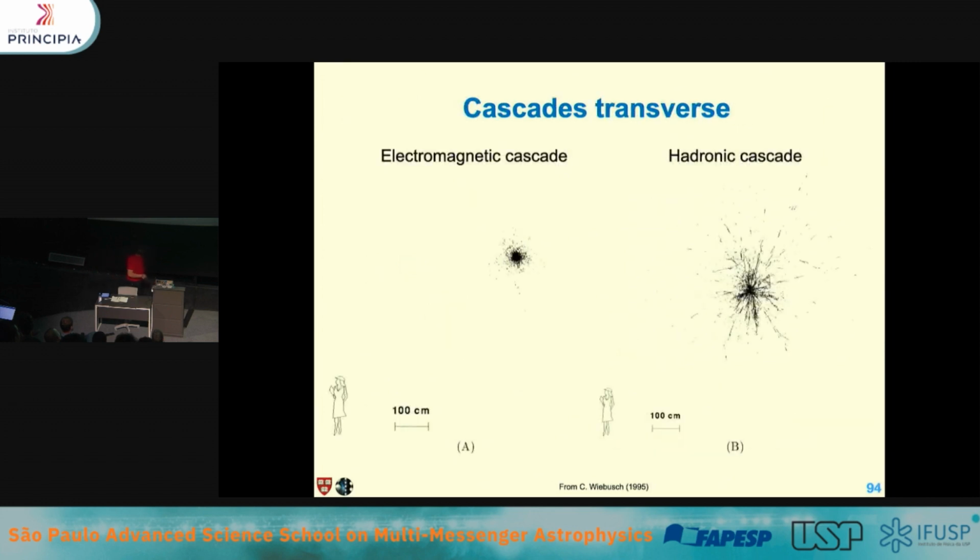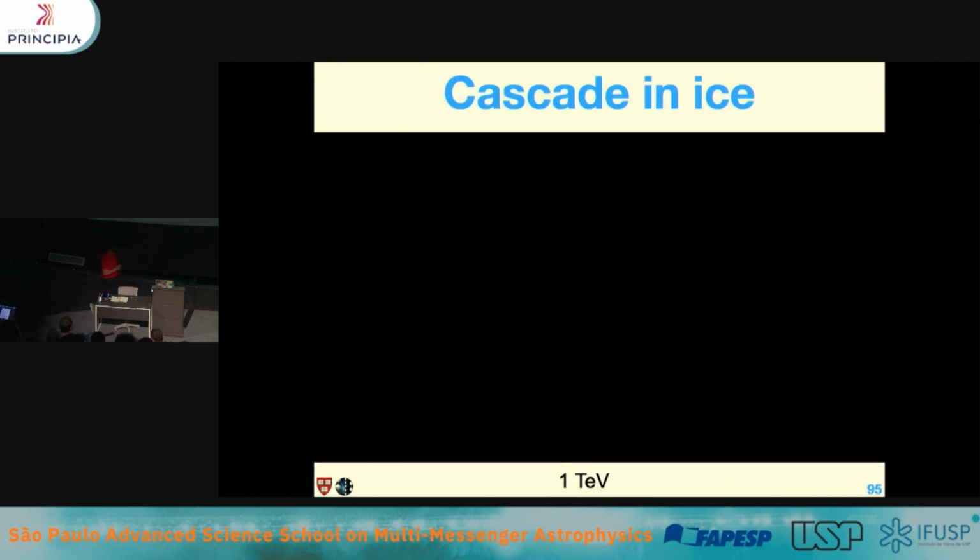So how do they look in the transverse direction? If we were to look at those cascades the other way, this is how an electromagnetic cascade looks if I'm looking at it face up. So it's very collimated. Hadronic cascade is more spiky. Okay, so let's look at how they look in the simulation.